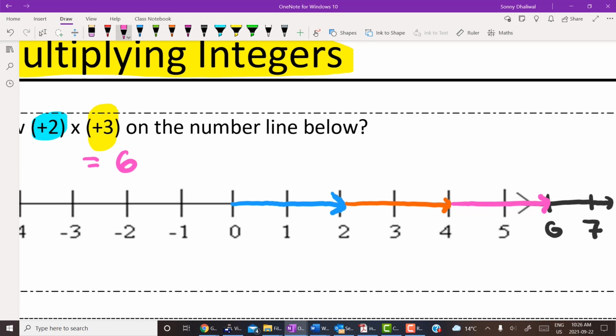Pretty straightforward. You've been doing that for a while. 2 times 3 is 6, right? All right. But the number line sometimes throws students off. So that's how it shows on the number line.